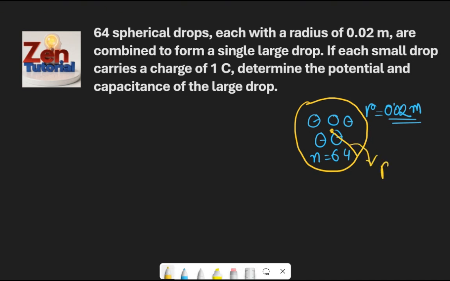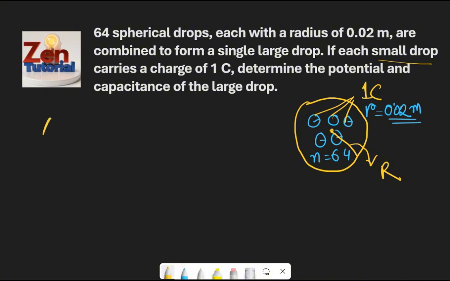and the radius of this large drop is R. This is not actually given. Each of the small drops carries 1 coulomb of charge. We have to determine the potential and the capacitance of the large drop. So we have to determine everything for the large drop.